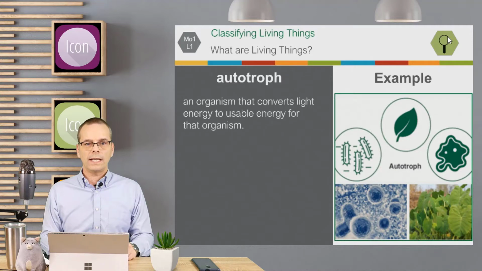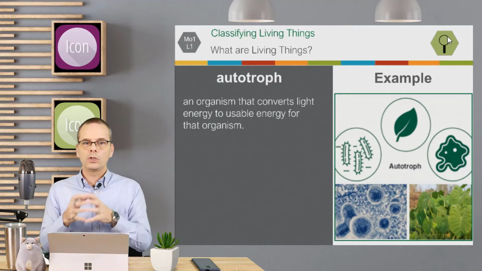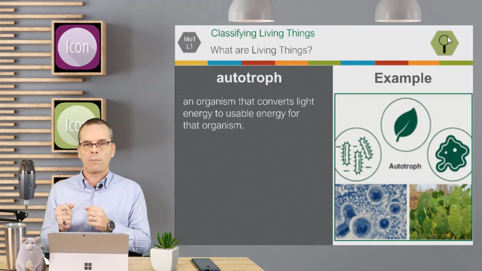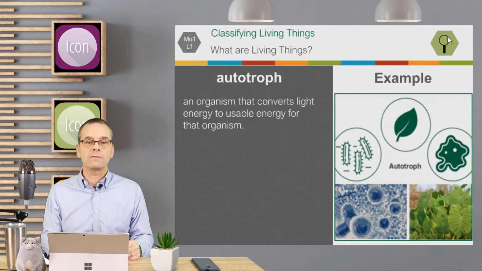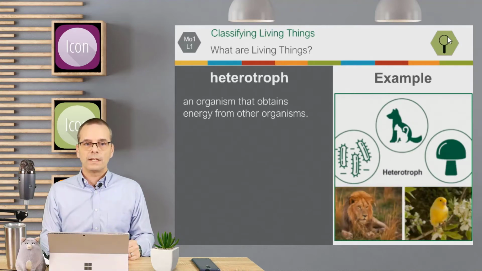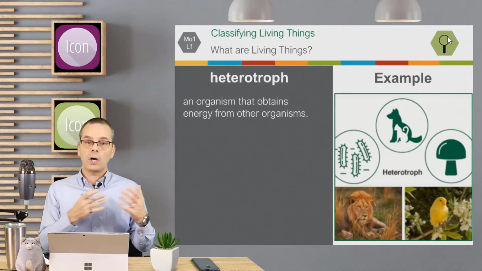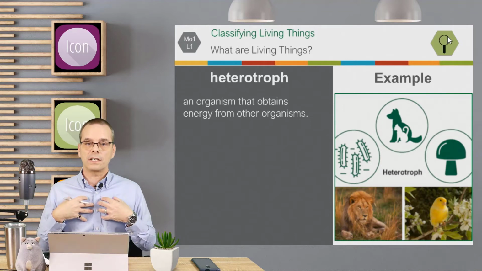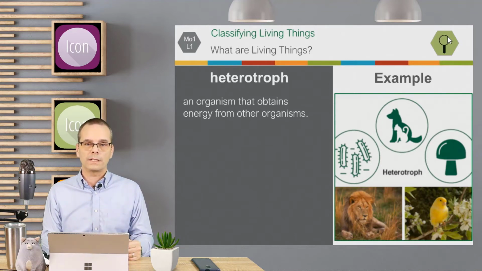The first word is autotroph. An autotroph is an organism that converts light energy to usable energy for that organism. In other words, light is like its food. Then you have heterotroph. A heterotroph is an organism that obtains energy from other organisms, such as ourselves. We consume other organisms in order to get energy.